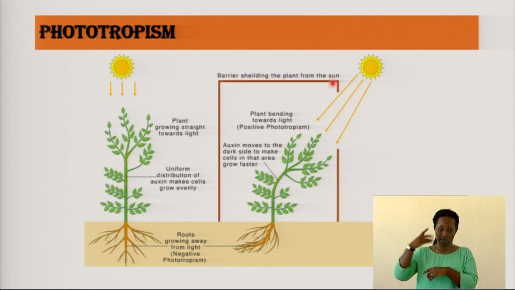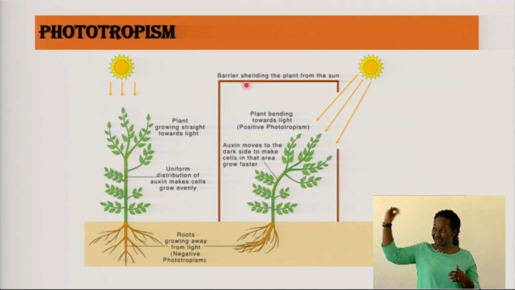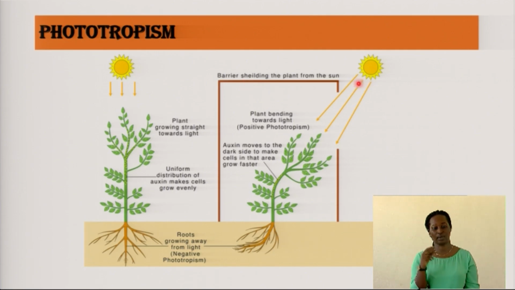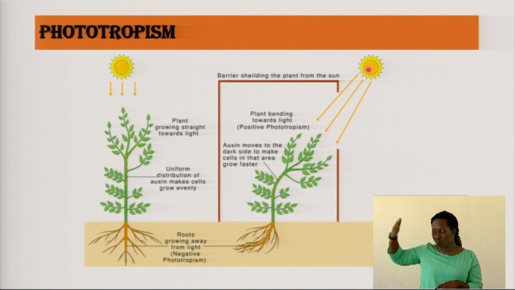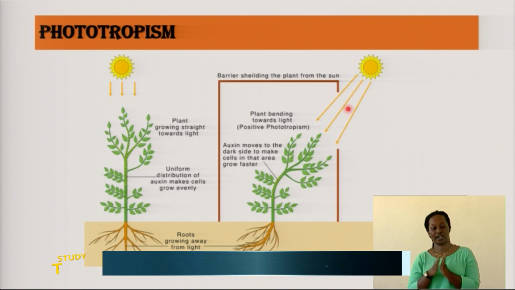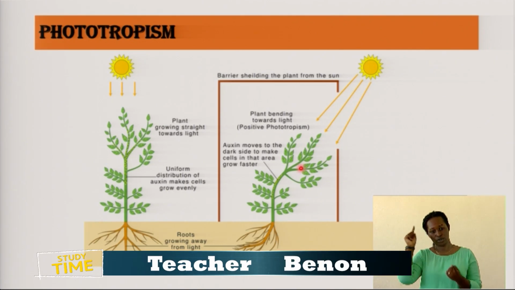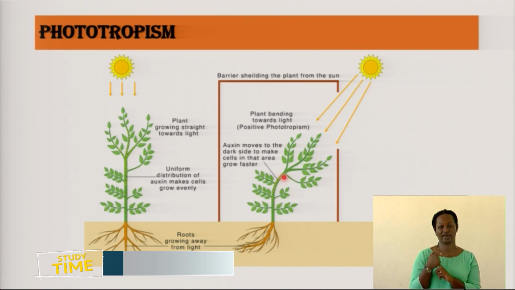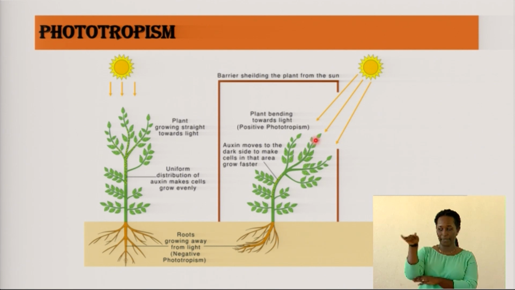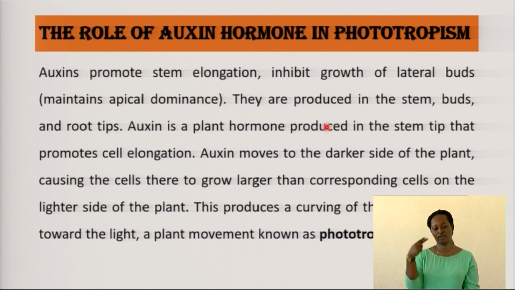Here, we see the barrier shading the plant from sunlight. That means this barrier doesn't allow the sun to directly penetrate towards the plant. But when you see on the side here, we have sunlight, and these are the light rays moving towards the plant. This will make the plant bend so that the stem can bend moving towards the sunlight. So this is what we call phototropism.